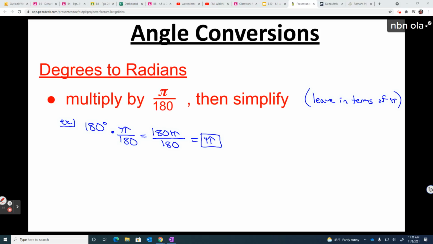Previously in your math life, you've probably just seen pi like in the area formula of a circle, right? Pi r squared, or like circumference 2 pi r, things like that. But pi is actually used a lot in measurement. Let's try another one.